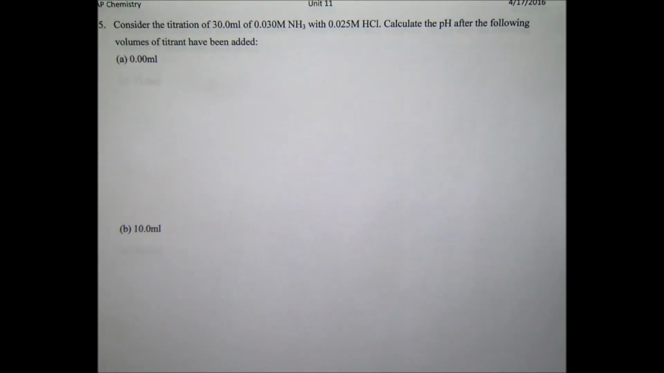So question 5 brings us to really one of the most important calculations we do in titrations, and that is calculating the pH at various points along a titration curve. The question says, consider the titration of 30 mL of 0.030 molar NH3 with 0.025 molar HCl. Calculate the pH after the following volumes have been added.